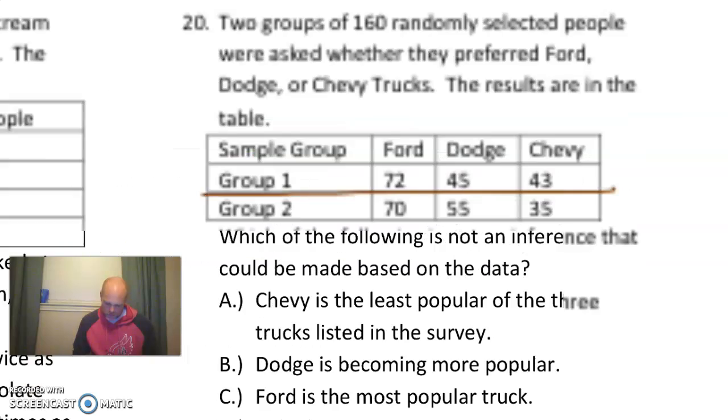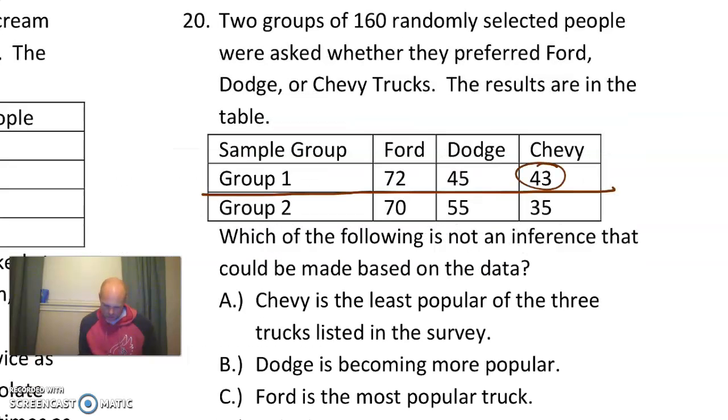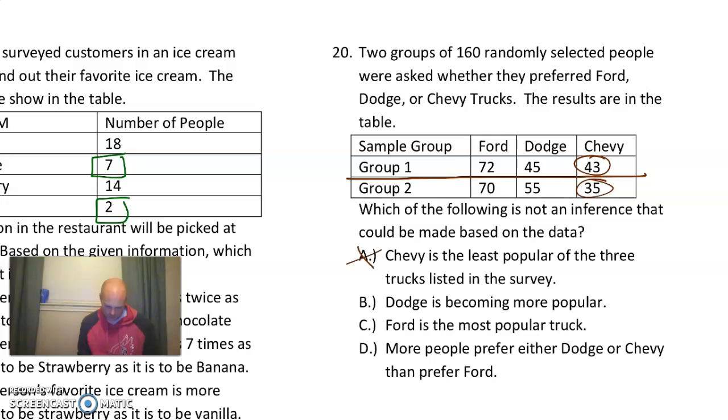So let's look. Chevy is less in Group 1 for both. Chevy is less in Group 2 for both. So it cannot be Chevy. B, Dodge is becoming more popular. Can we tell that it's becoming more popular? Does it show the growth of how Dodge is becoming popular? No, it doesn't. Dodge could be becoming less popular. It could be becoming more popular. We do not know. C, Ford is the most popular truck. According to these 2 groups, Ford is the most popular truck, right?